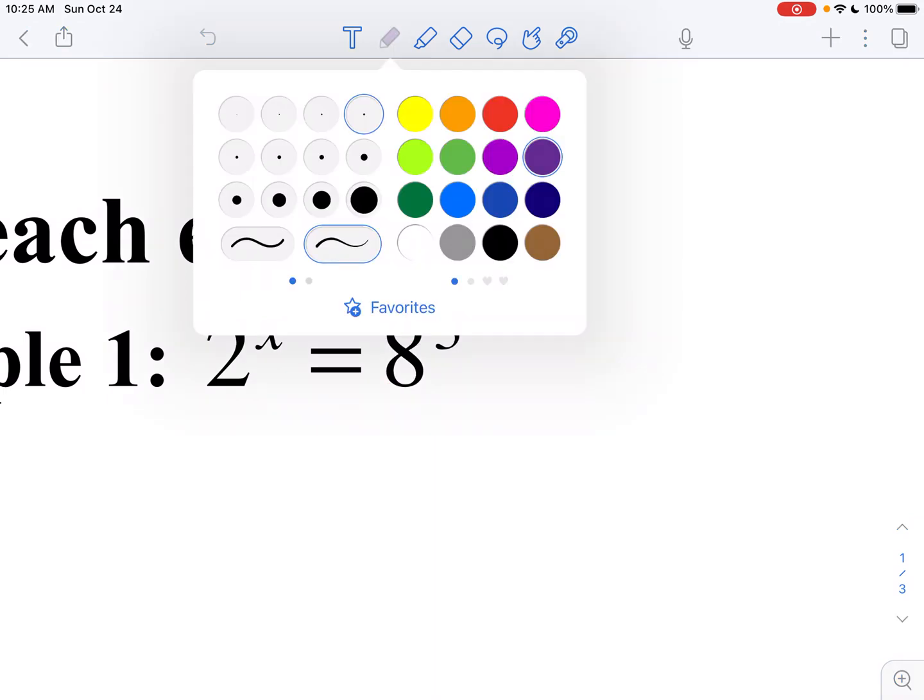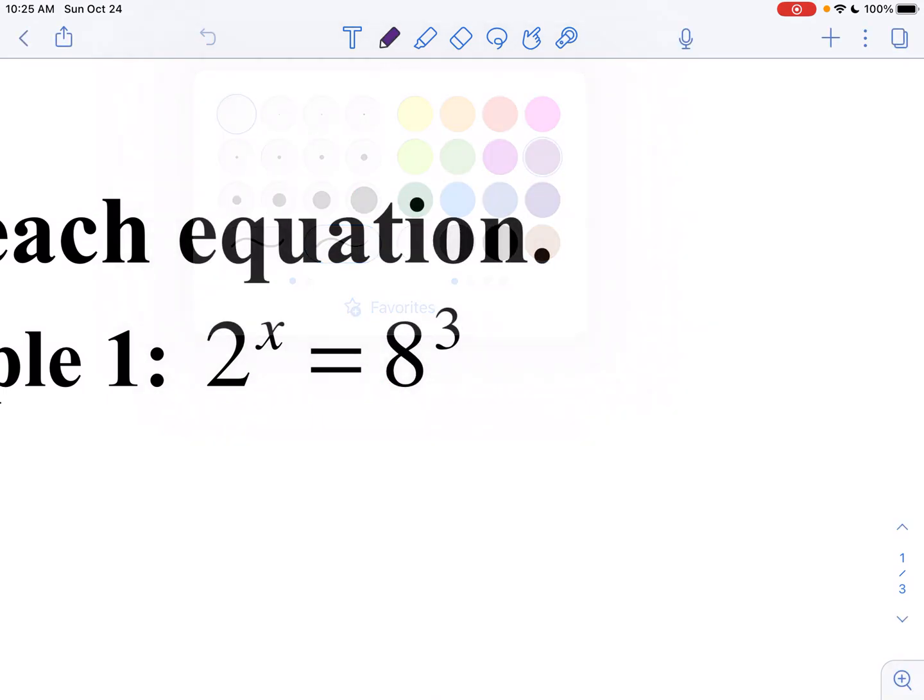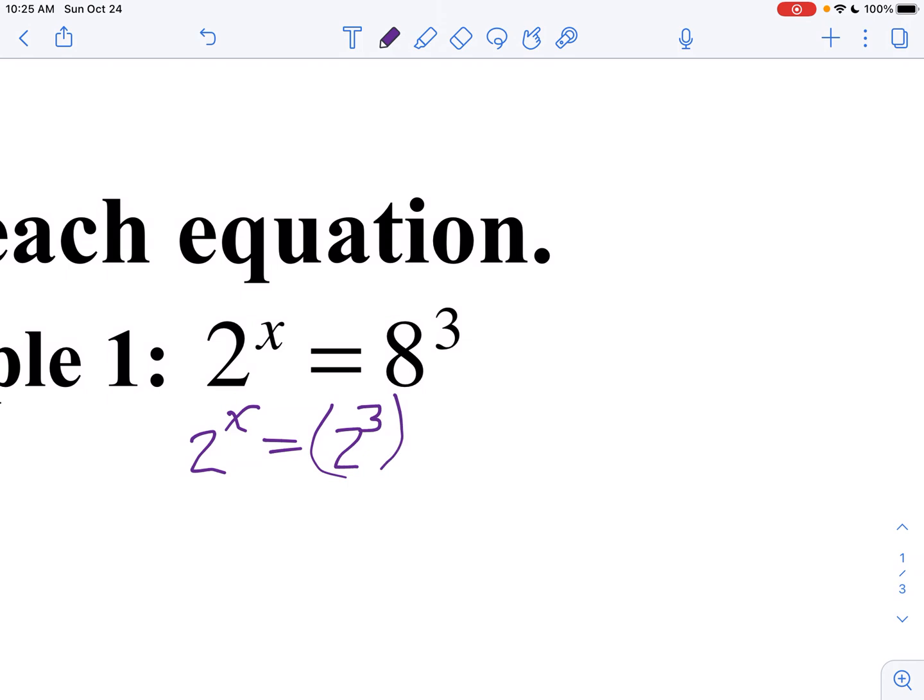So I'm going to say 2 to the x equals, well, 8 is 2 to the 3rd. Then I raise that to the 3rd power. Now I use my power of exponents, my power of a power rule. That is, we multiply our exponents together. So 2 to the 3rd raised to the 3rd power is the same thing as 2 to the 9th. 3 times 3 is 9. And so in other words, x equals 9.